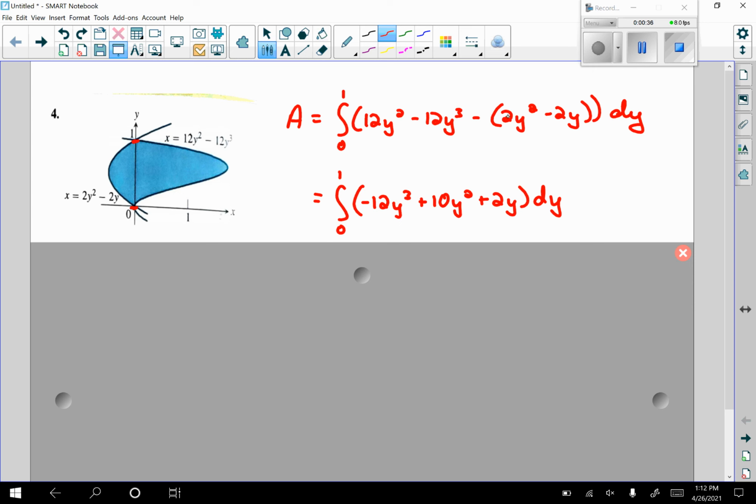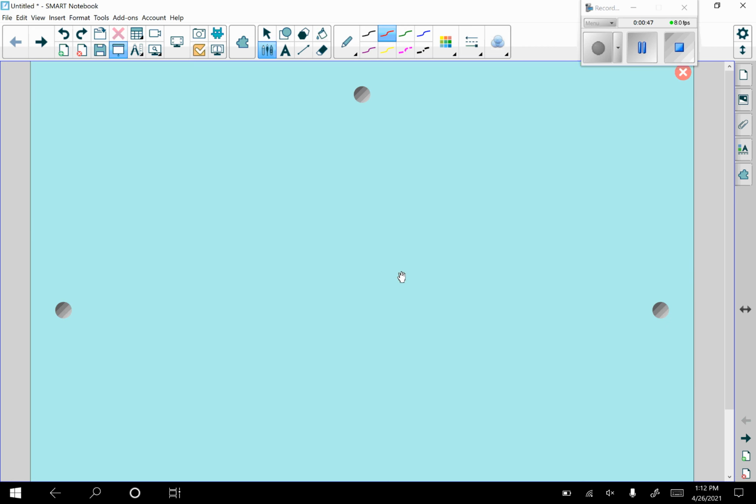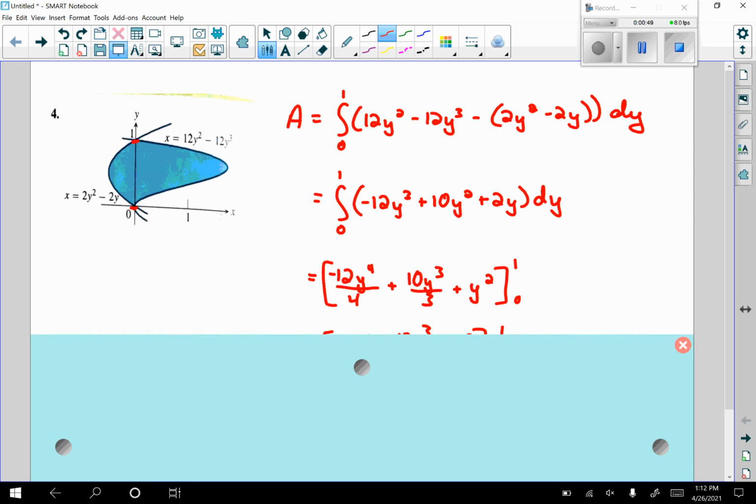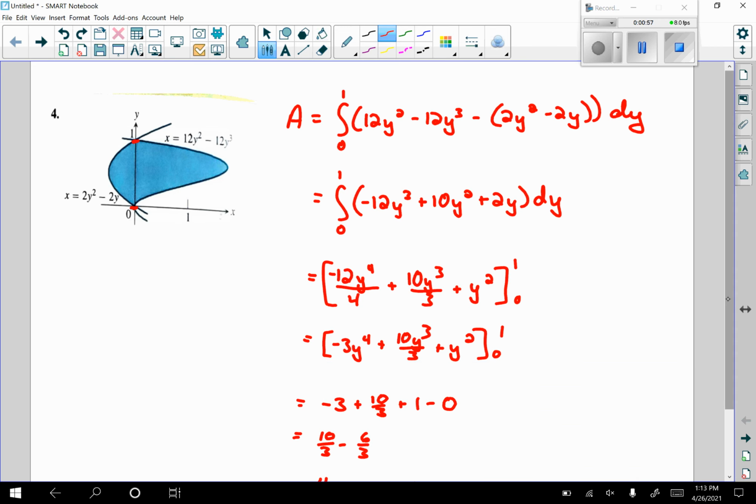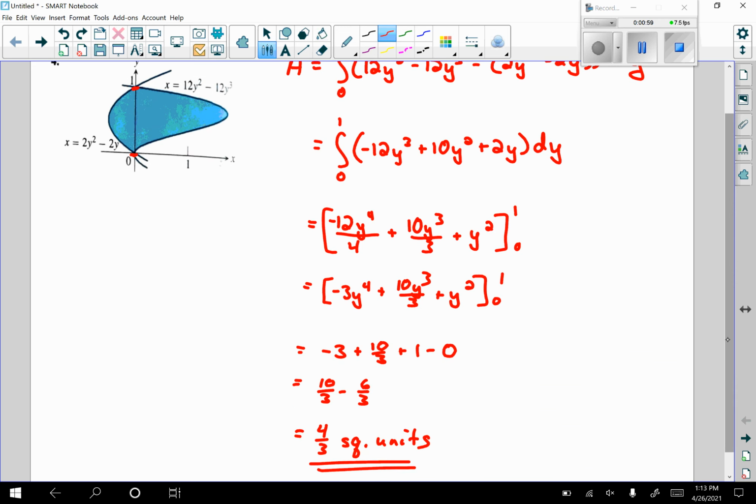And then you want to carefully distribute and combine your like terms. So we end up getting a negative 12y cubed. 12y squared minus 2y squared gives us 10y squared, then we'll get a plus 2y. Take the antiderivative of that. You could show this, or you could go straight to this step right here. And then carefully substituting everything in, we should get 4/3 square units.